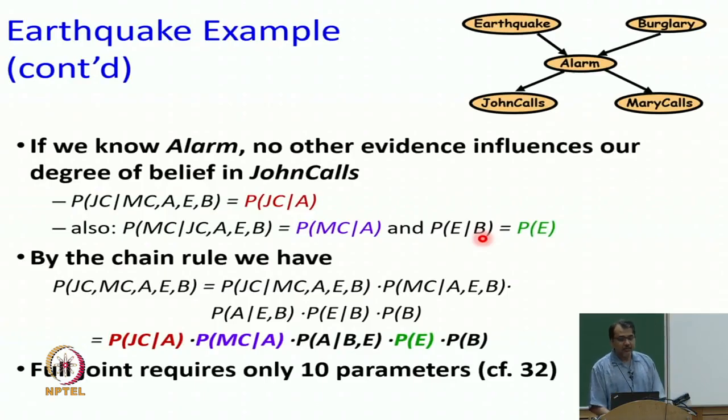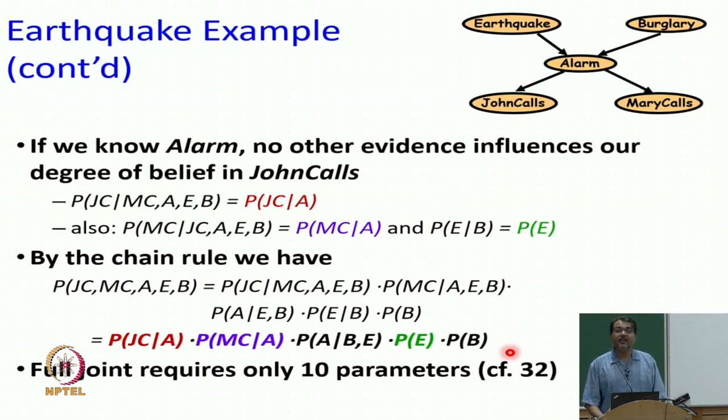Now, it is very easy to use the chain rule. So, what is the chain rule? John, Mary, earthquake, burglary and alarm. This is a joint distribution. You can always write it down without anything as P of B times P of E given B, P of A given E B, P of M given A E B, P of J given M A E B. But P of E given B is P of E, M given A E B is M given A, and J given M A E B is J given A. So, therefore, because of the conditional independences, this becomes probability of earthquake, probability of burglary, probability of alarm given earthquake comma burglary, probability of John given alarm, and probability of Mary given alarm, and the product of these 5. And if you think about the graph, what have we done?